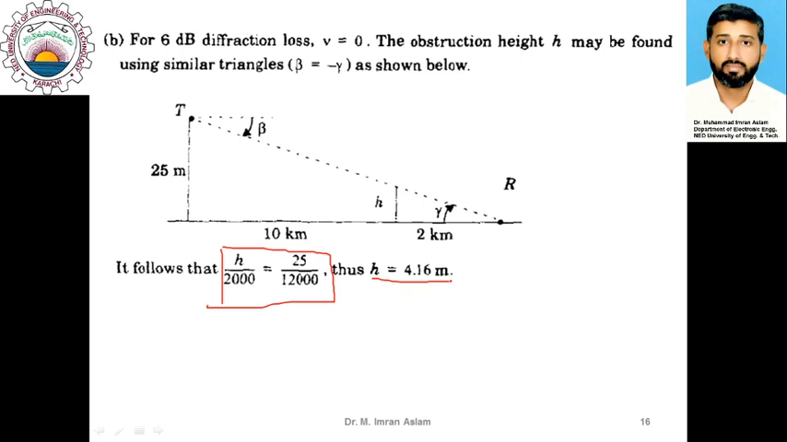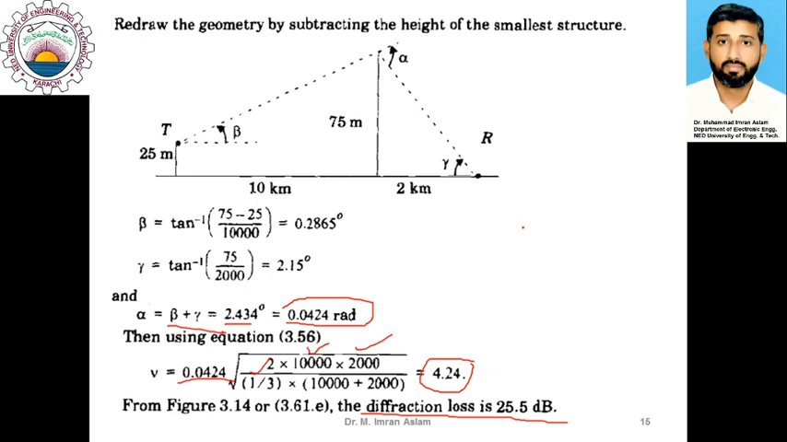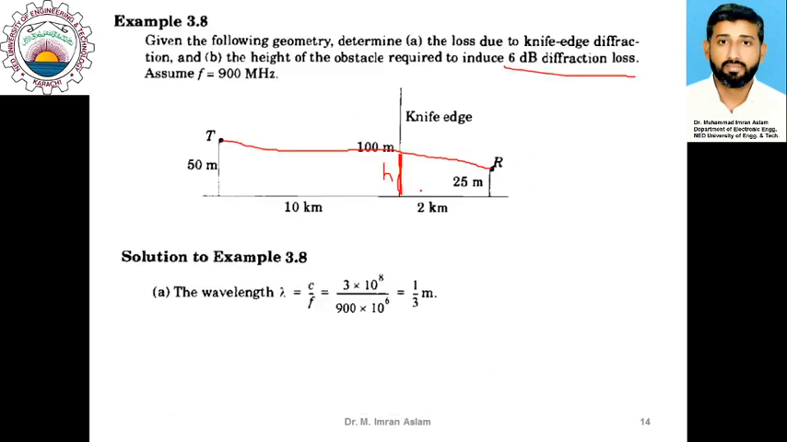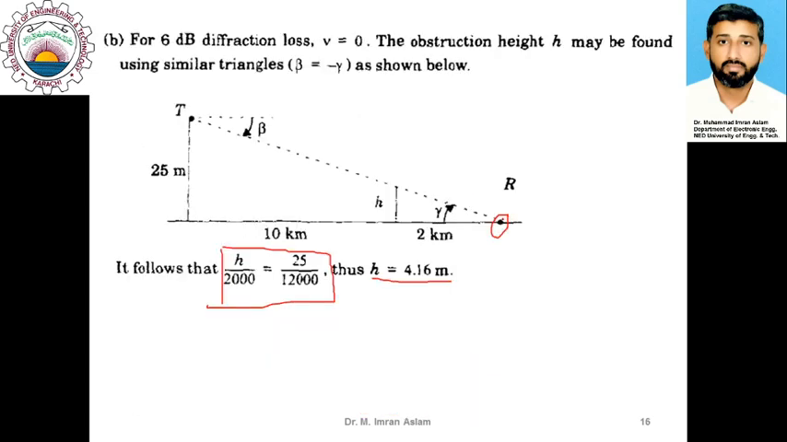At this point I want to clarify that this h of 4.16 meters is with reference to the height of the receiver, because we are working with the reduced height. In the original geometry, the receiver antenna was at a height of 25 meters, and for simplification we reduce each height by 25 meters. So we take the receiver antenna height to be 0 meters. So this height h of 4.16 meters represents the height above the height of the receiver.